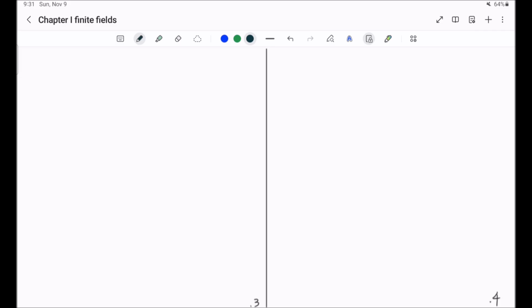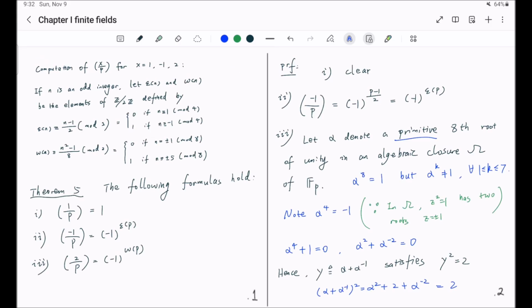Furthermore, we have y to the p, which is alpha plus alpha inverse to the pth power, by Freshman's dream. This is equal to alpha to the p plus alpha to the -p in the field omega of characteristic p. And now let's see how this connects to our group omega.